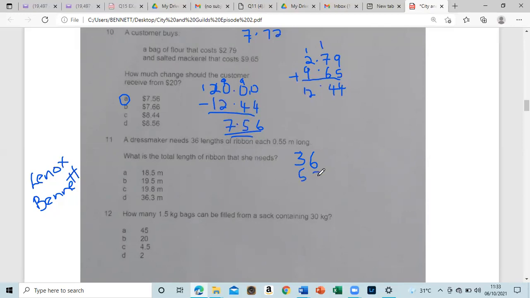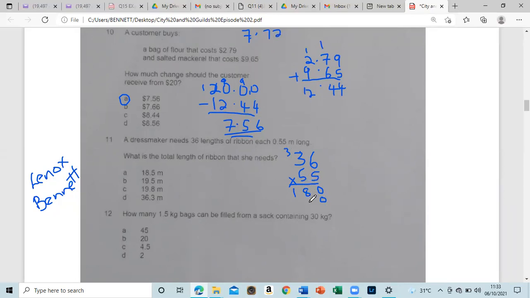We know it's gonna be approximately probably either 18 or 19. We're not sure, so we have to work it out. So let's ignore the decimal point for now and multiply 55 times 36. 5, 6, 30. 5, 3 is 15, and 3, 18. Put a space holder as we're multiplying by 50 now. So put the space holder for all it.